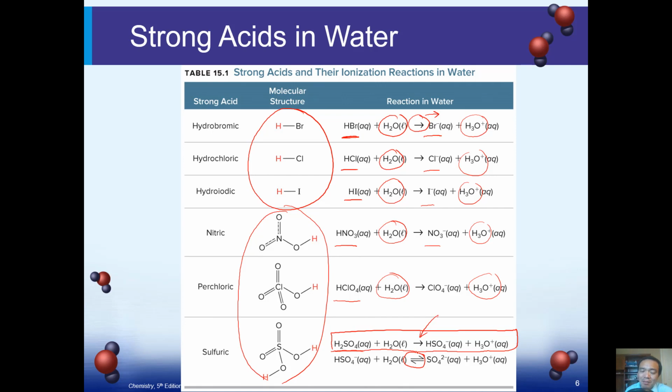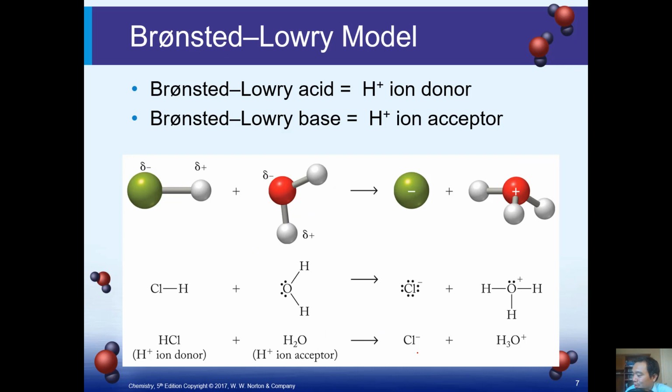Let's summarize this Brønsted-Lowry definition using the model you see over here. Basically, this HCl will lose the proton, and the H2O, water, will pick up the proton. When HCl loses the proton, it becomes chloride. H2O picks up the proton, it becomes hydronium ion.